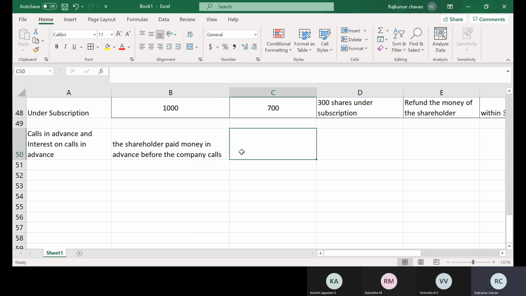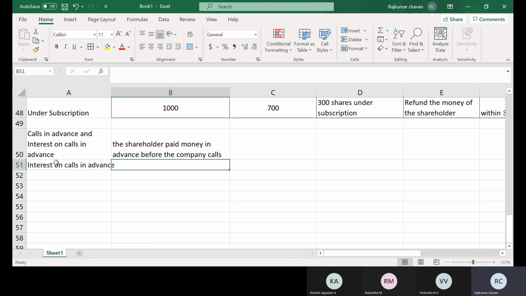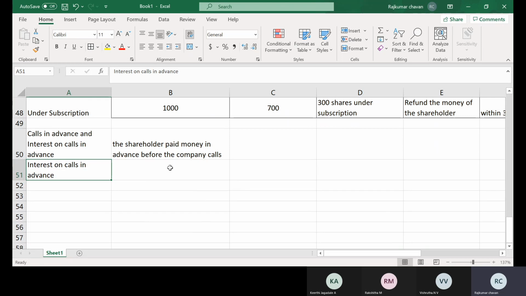Now you tell me, when a company is receiving an advance, that is why calls in advance comes in. Now what is interest on calls in advance? The company has received the money in advance. So the company has to pay interest on the calls in advance it has received from the shareholders. That is called interest on calls in advance.